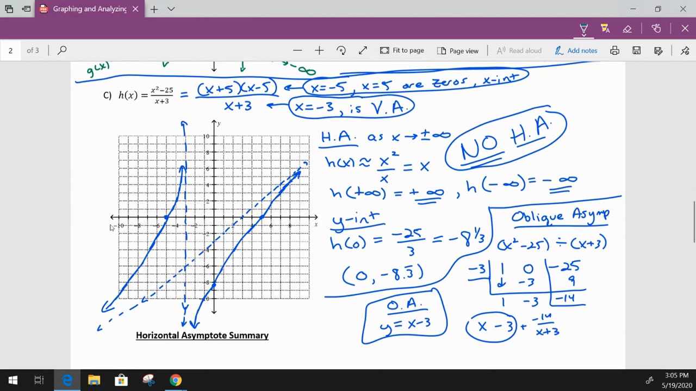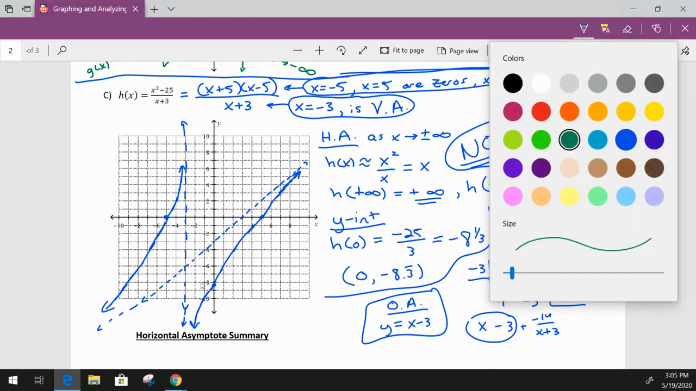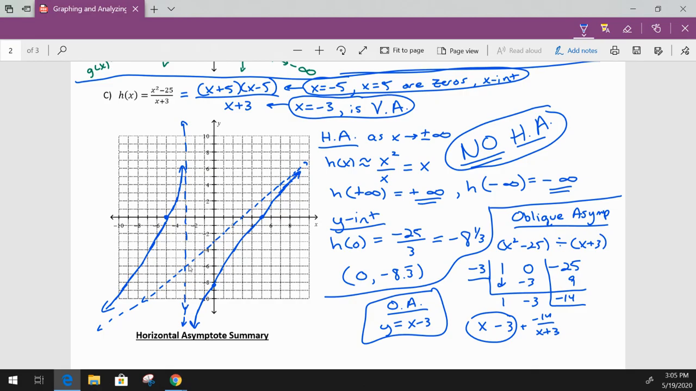All right, so now in this graph, the only value that x cannot be is -3, because that's your vertical asymptote. So your domain would be all real numbers except for -3. Your range, though, does continue to go up and down forever and ever. So your range would, again, be all real numbers.